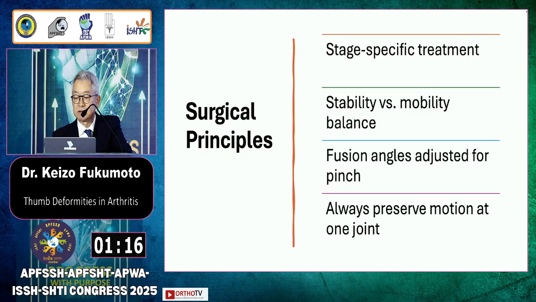So what are the general principles? We need to tailor treatment depending on the stage of deformity. The key is to find the right balance between stability and mobility. Fusion angle should be chosen with pinch function in mind. And importantly, we should always try to preserve motion at least one joint, MCP, IP, or CMC, so that the patient can still pinch effectively.